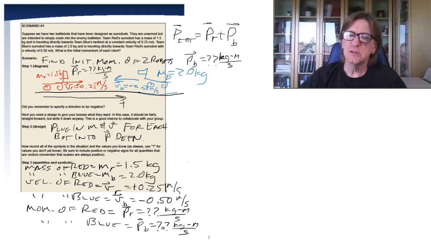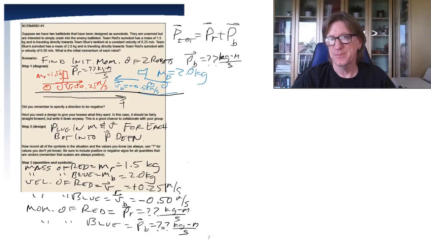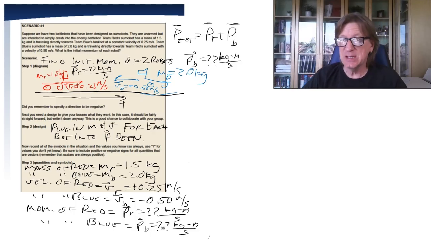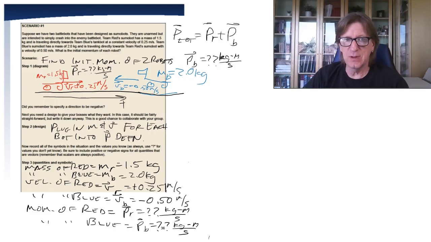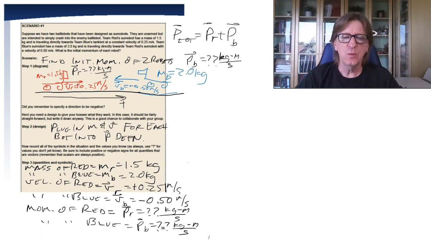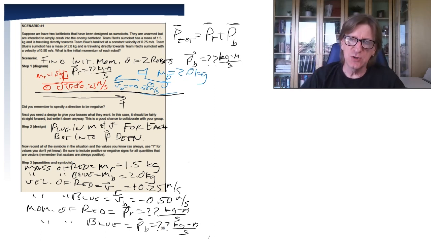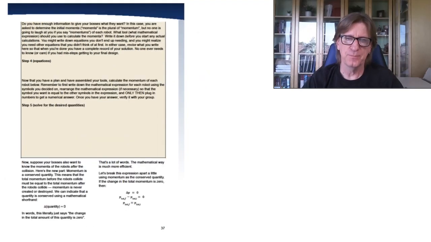Okay, so you should have all of this in your step 3. Now, if the problem had explicitly asked for the total, which we're going to talk about in a minute, then you probably want to put your P tot in there. But right now, it just wants to know the individual momentum of each robot. So that's going to be PR and PB. Okay, look over your step 3. Make sure you've got all that before we move on to the next step.